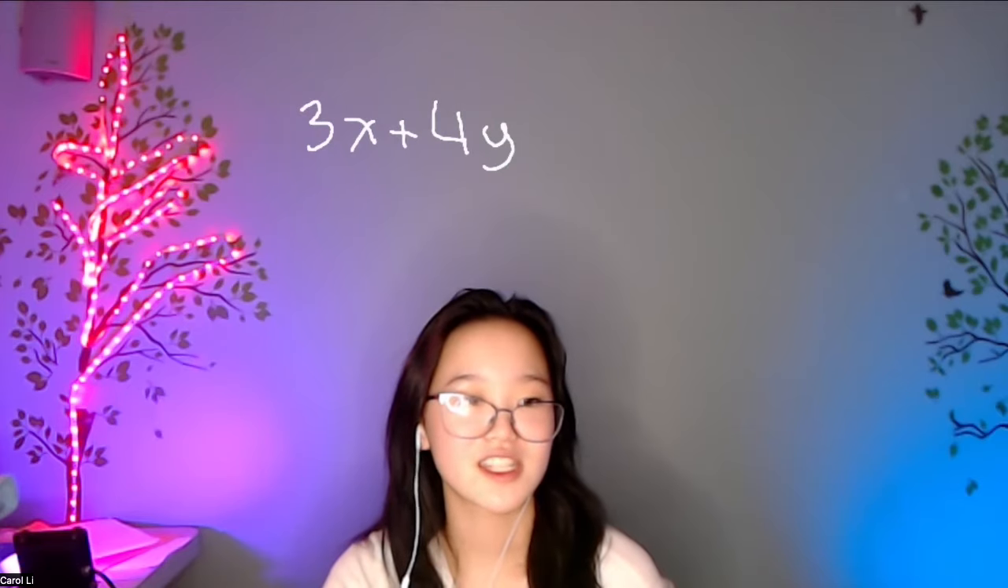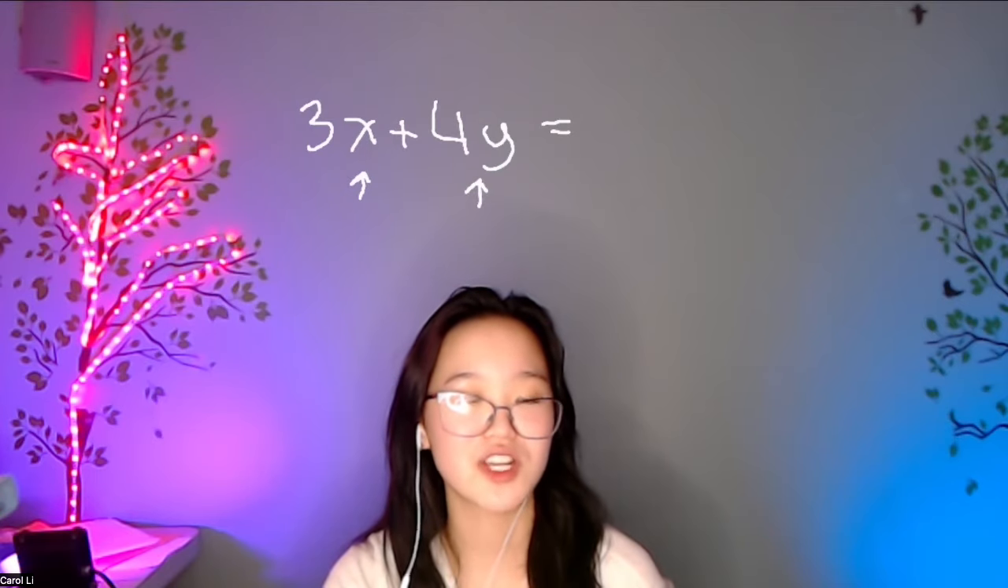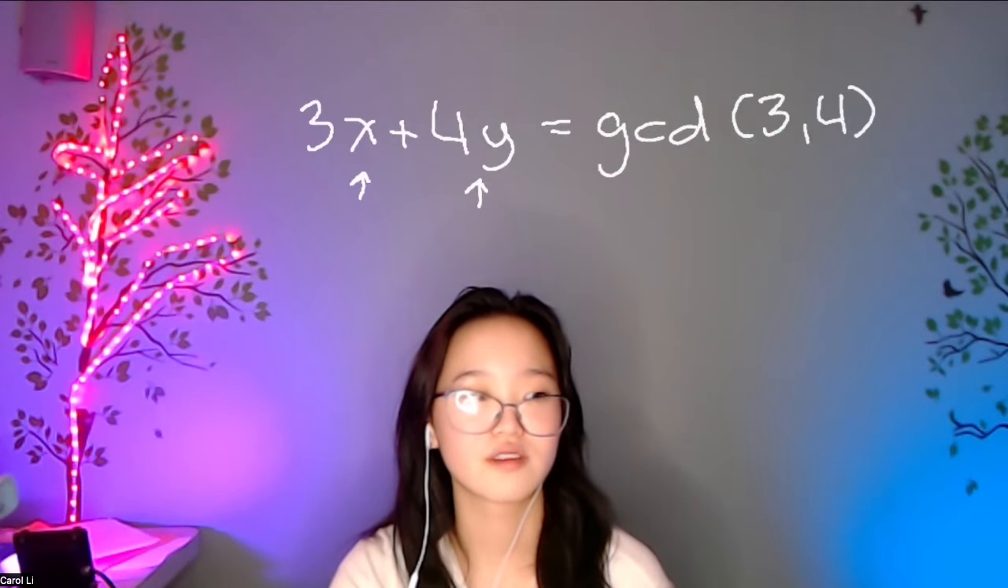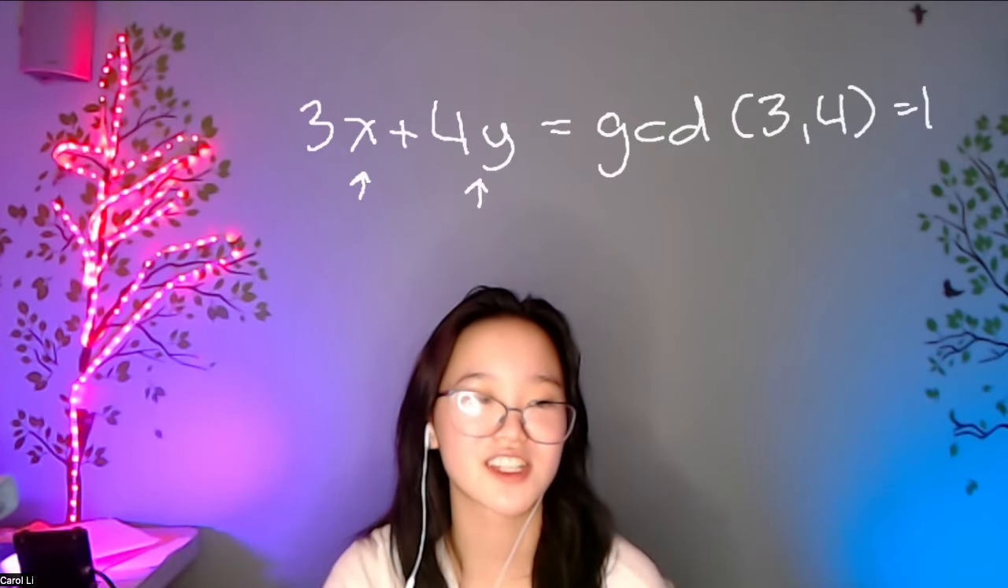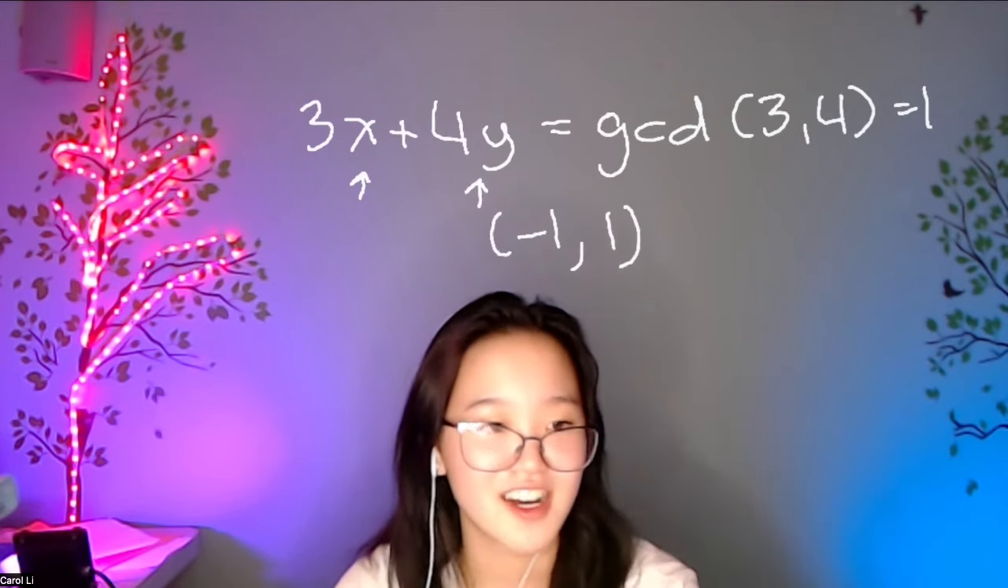Let's say you have 3x plus 4y. It says that we can always manipulate x and y so that this equation equals the GCD of 3 and 4, which is 1. You can guess and check, and you get x equals -1, y equals 1 as a solution. Now let's logic it out, like why? It's actually not easy to prove.